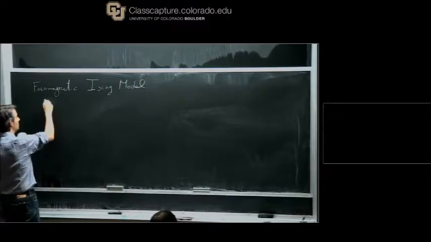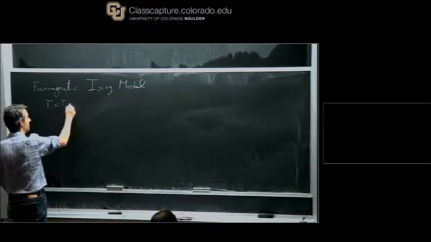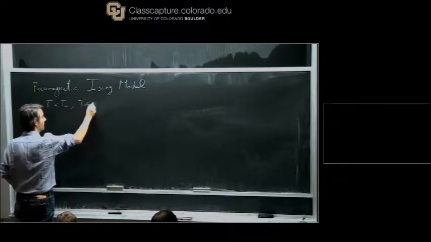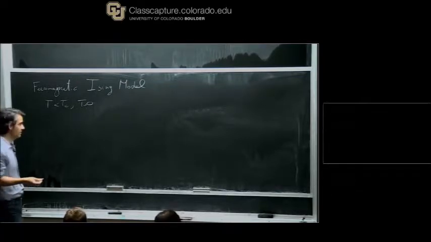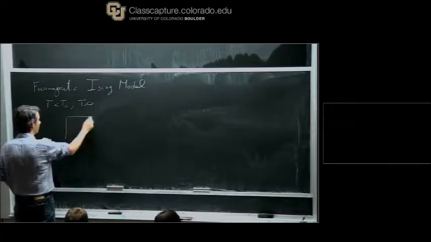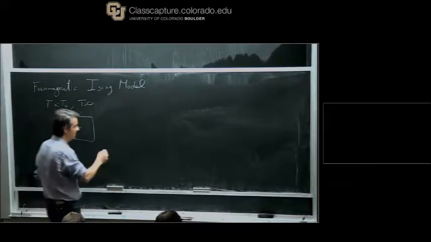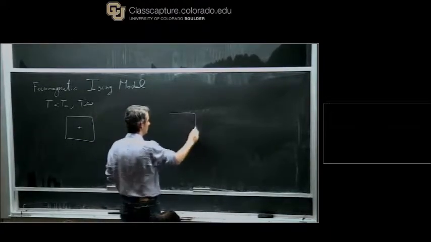Let's say I consider the system below T_c, and actually I start from the case at T equals zero. So I know what the energy landscape looks like in this case. There are two global minima: one minimum which corresponds to all spins up, and the minimum which corresponds to all spins down.